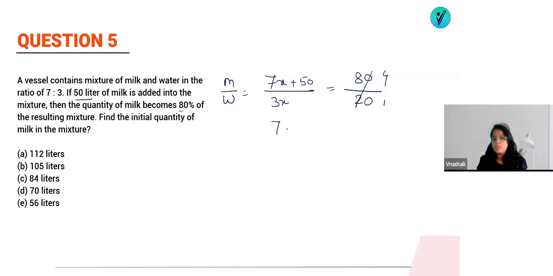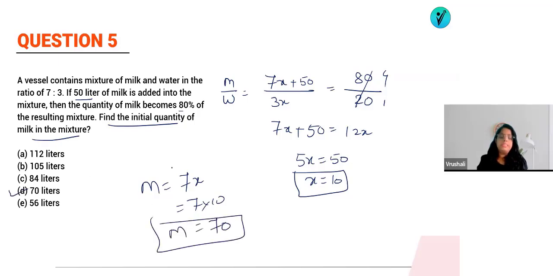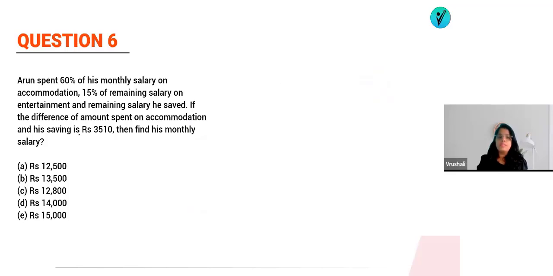So if you do the cross multiplication, 7x plus 50 is equal to 4 threes are 12x. So 12 minus 7, 5x is equal to 50. So the value of 1x is equal to 10. They have asked you what is the initial quantity of milk. So the initial quantity of milk was 7x, that means 7 into 10 will be equal to 70. So your answer will be option number D. Initial quantity of milk is 70 liters. Easier. Now let's jump on to question number 6.